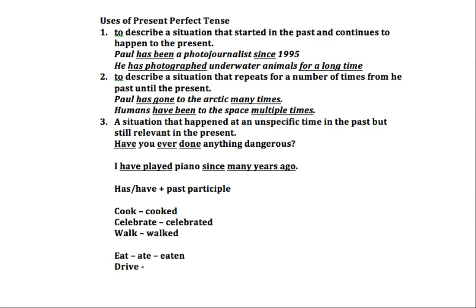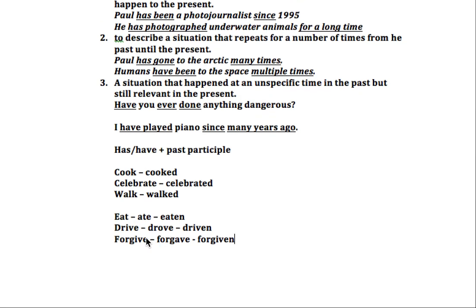Drive becomes drove, and we have another form which is driven. Same goes to forgive becomes forgave, becomes forgiven. So for regular verbs like this, we have cook and cooked, celebrate and celebrated, and walk and walked. But for irregular verbs, we have a third form, number 3. So this is what we call as past participle.